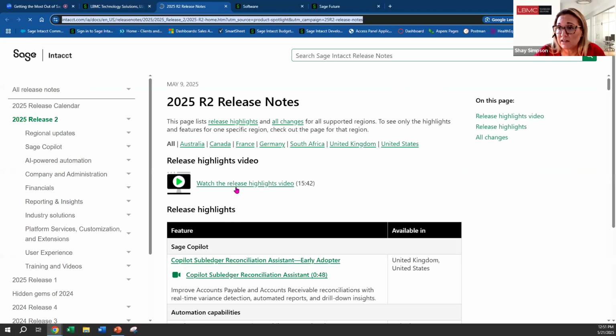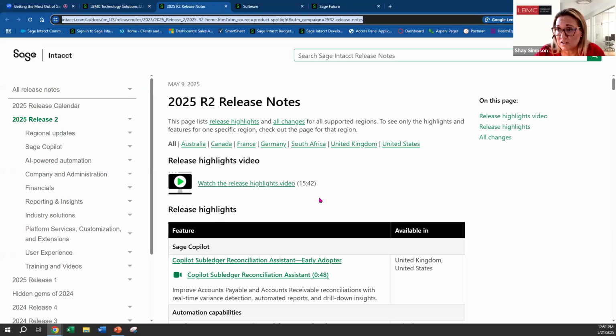If you've ever gone in and read any of these release notes, is it overwhelming? Absolutely, it's overwhelming. And a lot of times it's like, oh, wait a minute, Intacct changed this functionality and now they've made it so much easier on us to do whatever in Intacct. So again, a lot of times it's we don't know what we don't know.